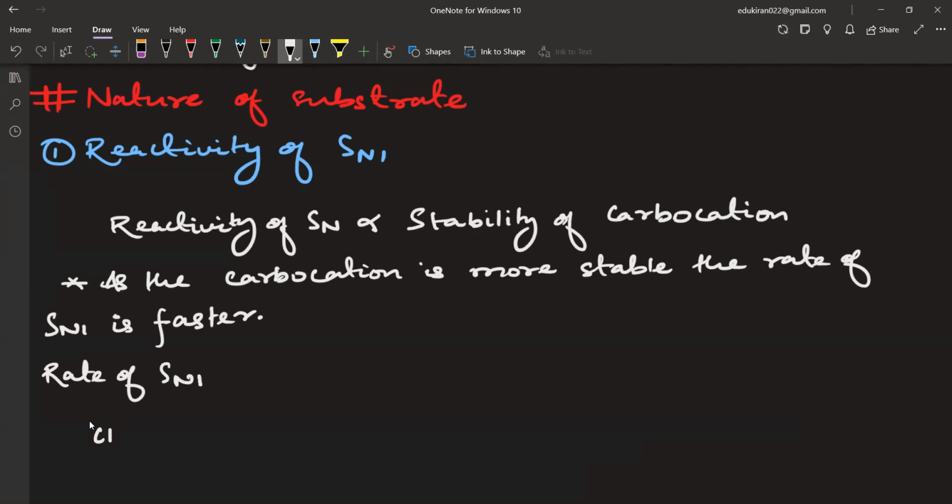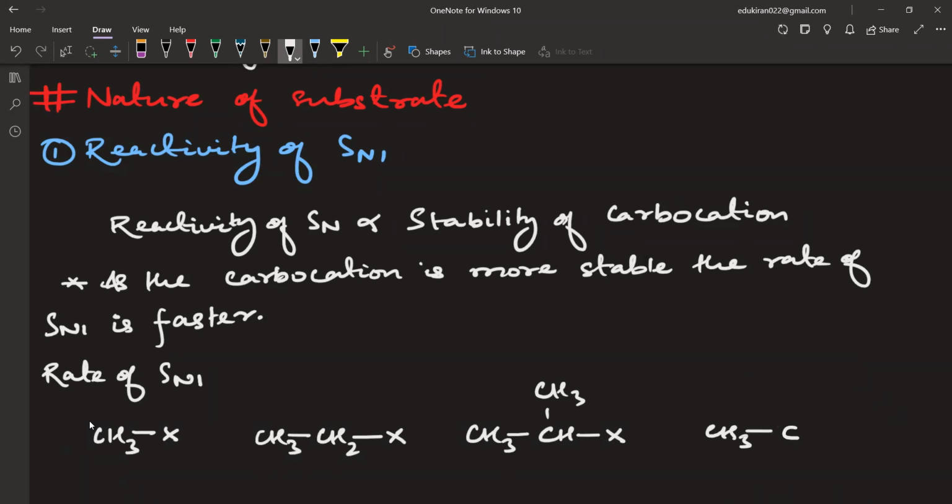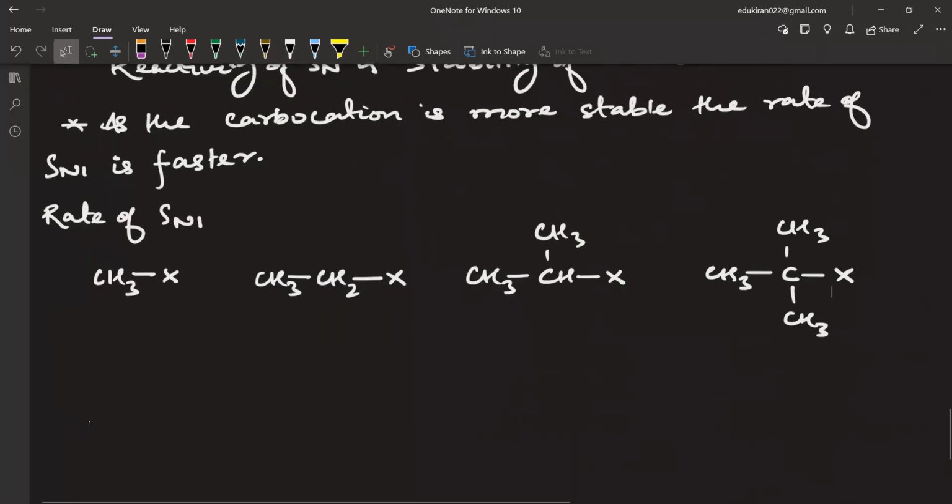So if you have something like CH3X, and you compare this to CH3CH2X, next you compare this to CH3CH bonded to one more CH3, further bonded to X, and then you make CH3 bonded to a carbon. This carbon is bonded to two more CH3s and X.